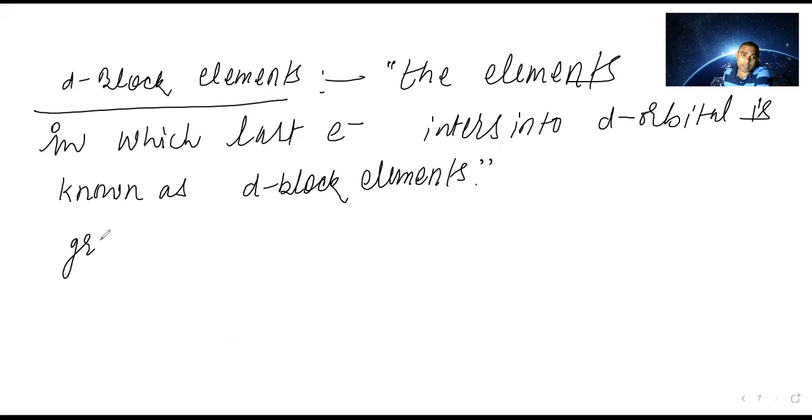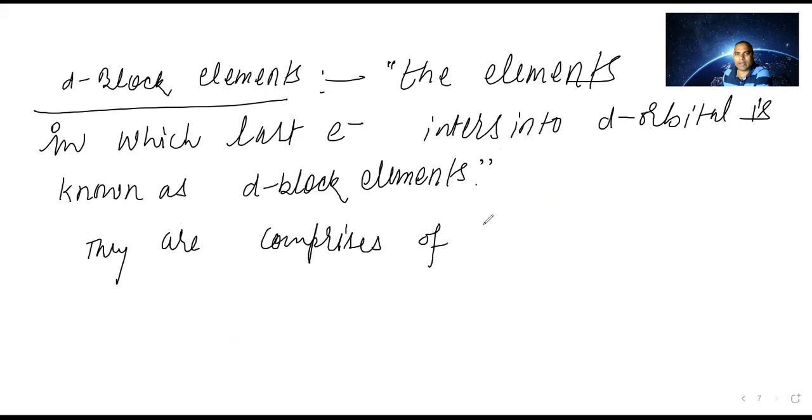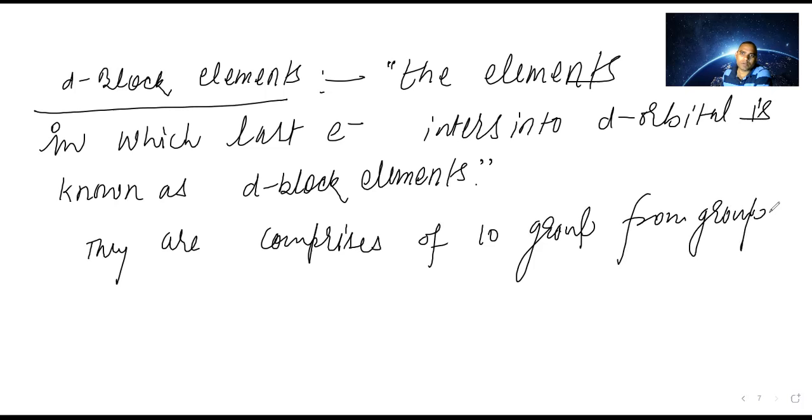They comprise 10 groups. How many groups are there? They comprise 10 groups, from group 3 to group 12. So they are the D block elements.